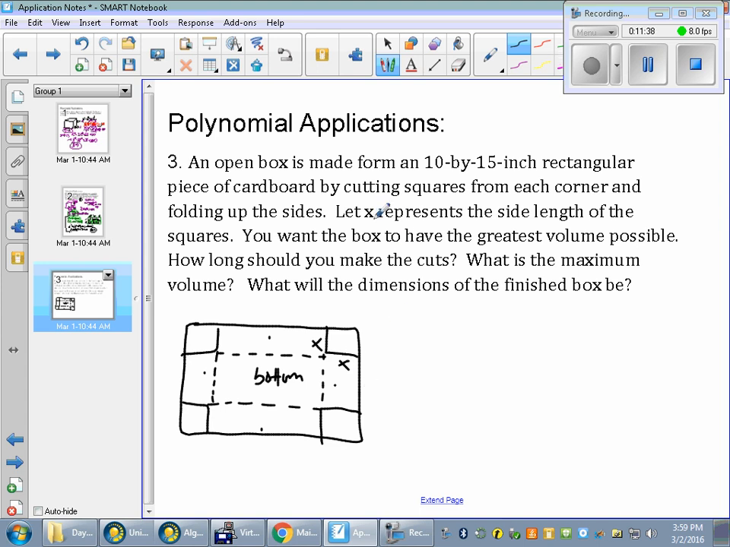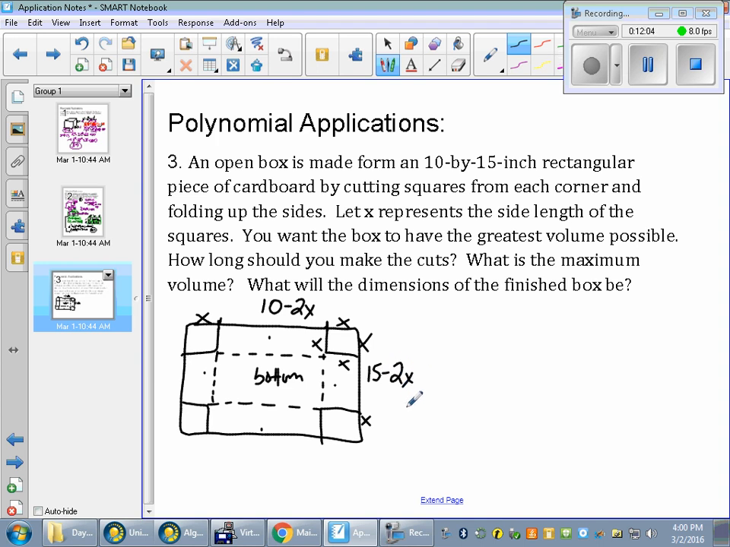And they tell me let x represent the sides of the squares. So this piece right here was 10 inches, but I cut off x on this side, and I cut off x on this side. So now this piece from here to here is no longer 10 inches, it's 10 minus 2x. This piece was 15 inches, but I cut off x here and I cut off x here. So now it's 15 minus 2x.